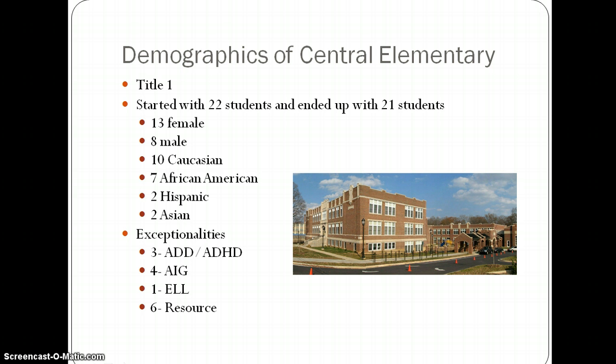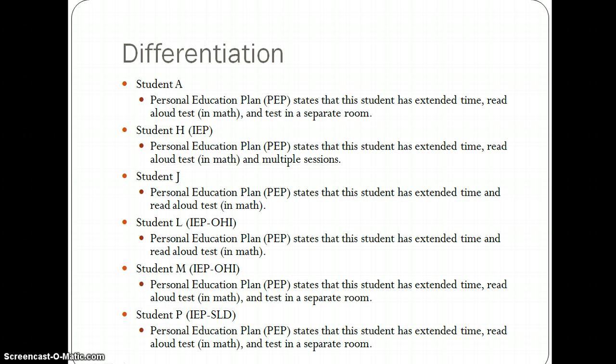There are 13 female students and 8 male students. 10 of them are Caucasian, 7 African American, 2 Hispanic, and 2 Asian. I had 3 students who were ADD/ADHD, 4 AIG students, 1 English language learner, and 6 that were resource. They would go out every morning at 8:30 and come back at 9 from the resource teacher. I had 6 students that I had to differentiate my lessons for.